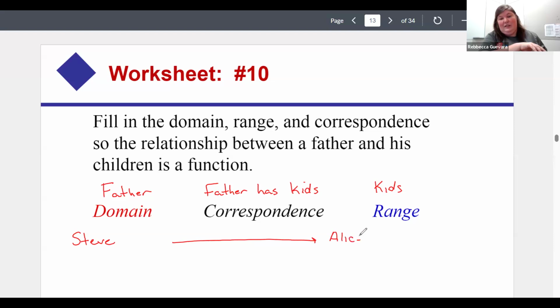could have Alice, but Steve is not stuck to just Alice. Steve could also have Tim. So we're talking about biological fathers. We'll just say your biological father. So we don't have to worry about stepfathers or anything like that. So Steve biologically could have had Alice, could have had Tim. This direction is not a function.